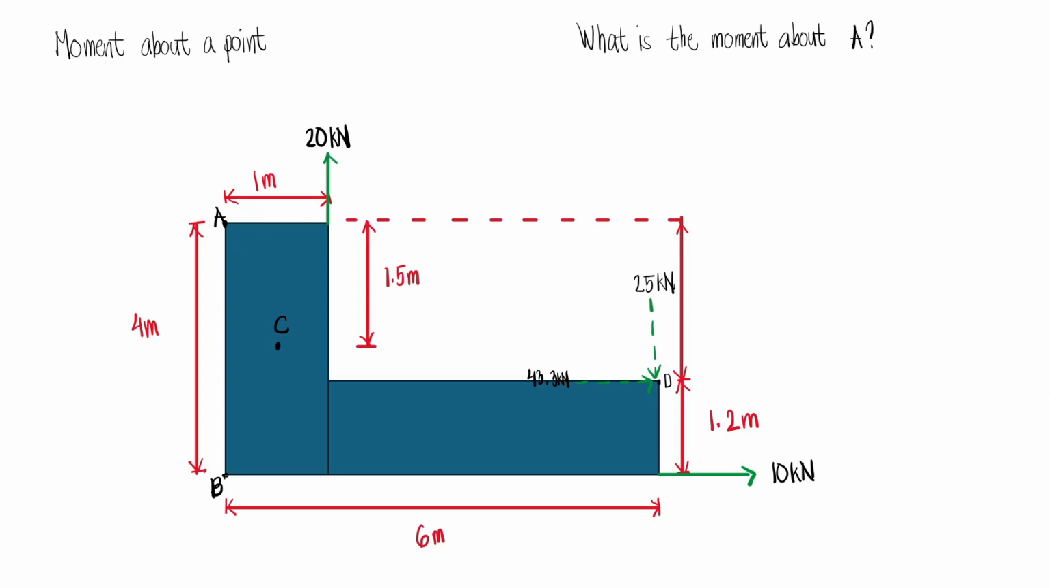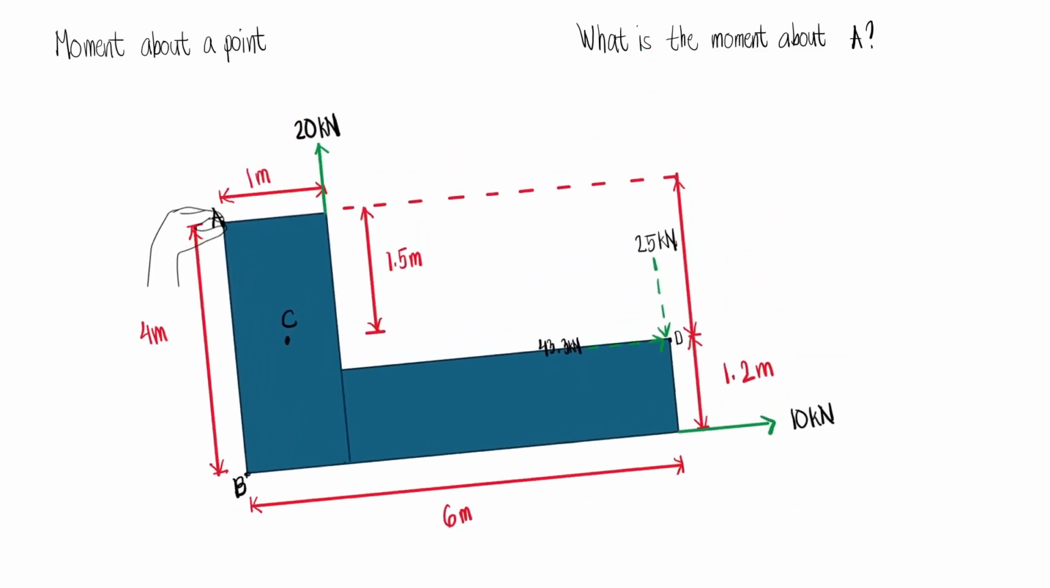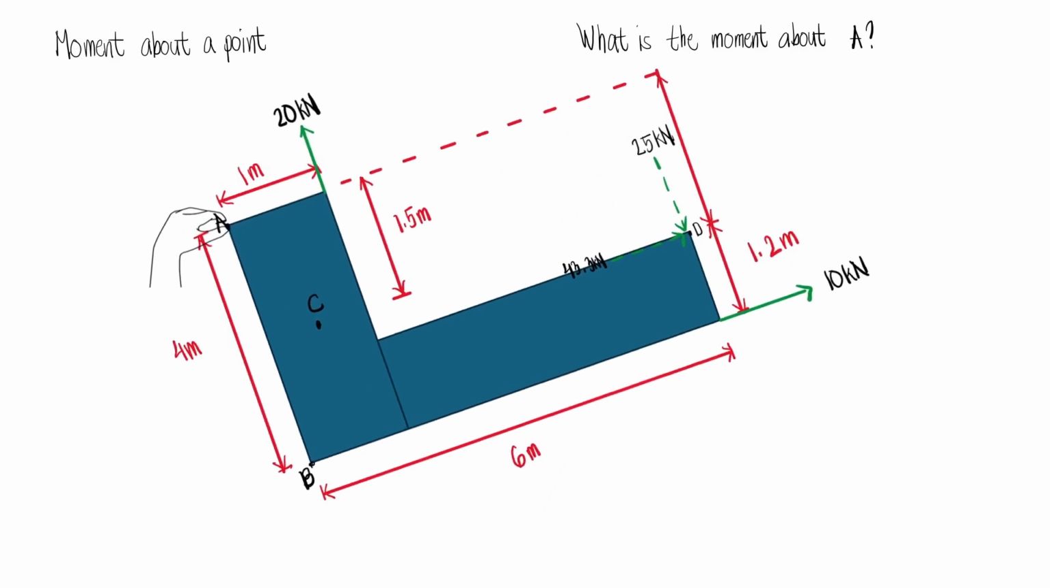When I was still a student, I would always think that the point I'm taking moments about is the part of the section that I'm holding. For example, if we want to calculate the moment about A, let's imagine that we are holding that point. Let's first consider the rotation caused by the 20 kN load. Notice that if you hold this point and apply an upward force right here, our object will rotate counterclockwise. If you want to see that in action, it will look like this. Again, this is the original point, and then it will rotate counterclockwise.